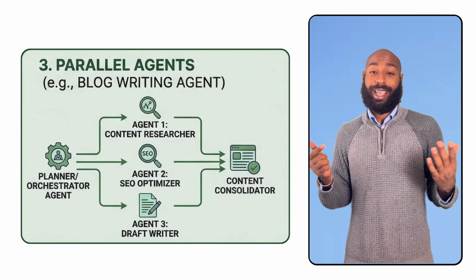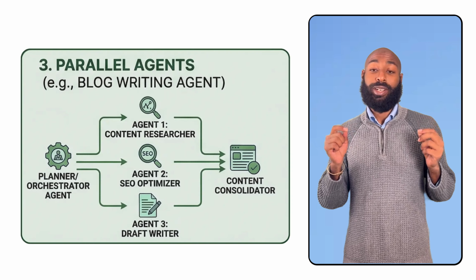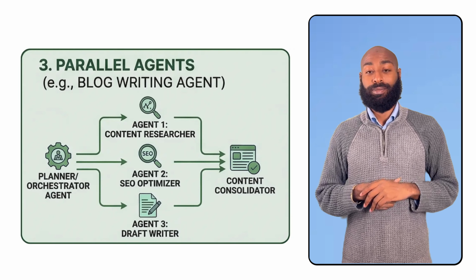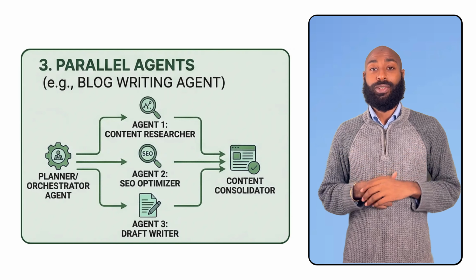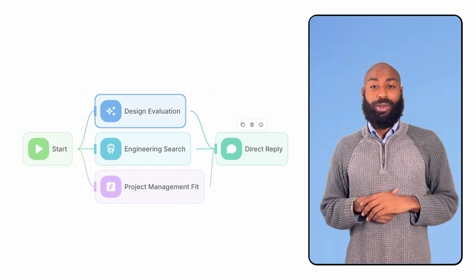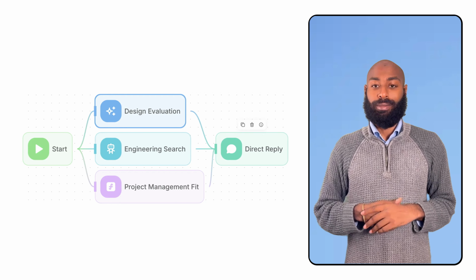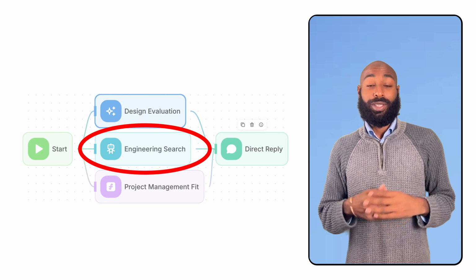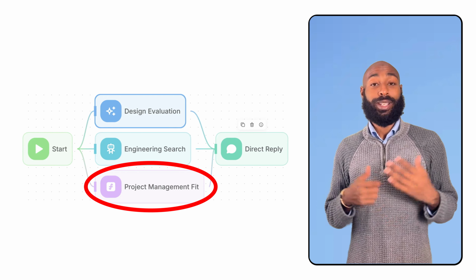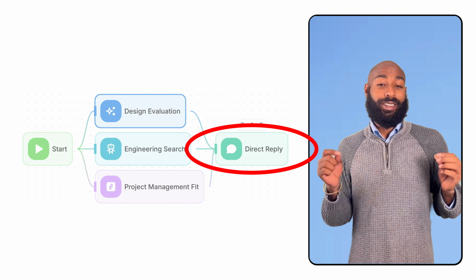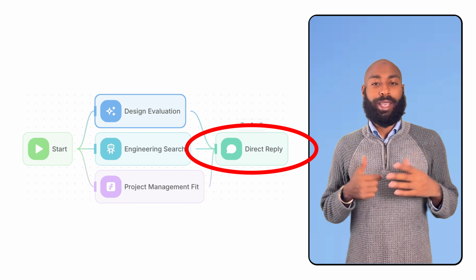Not every task needs to happen in sequence. Some steps can run independently and all at the same time. That is where parallel agents are useful. Using the same team building example, once the project requirements are clear, you might launch several agents at the same time. One evaluates your needs and designs the team, one searches for engineering candidates, one assesses project management fit, and a final agent can combine the results and recommend a team structure.